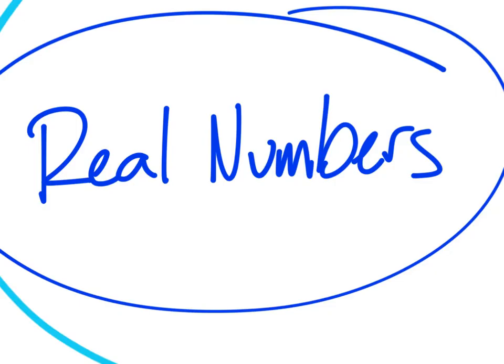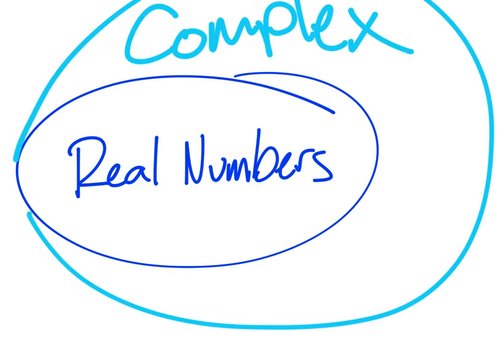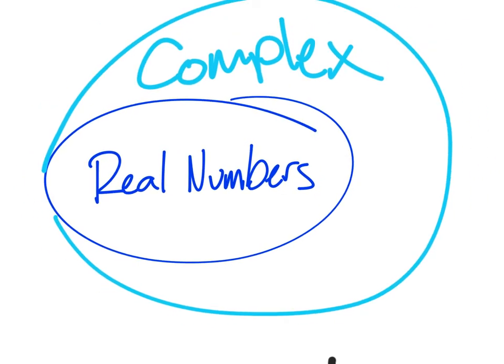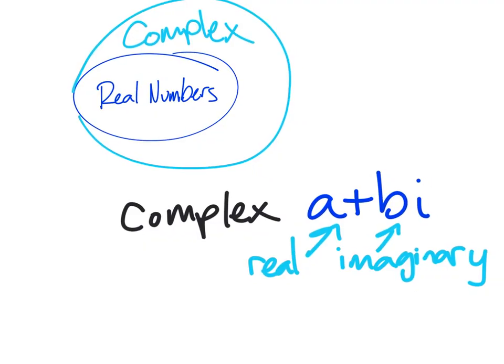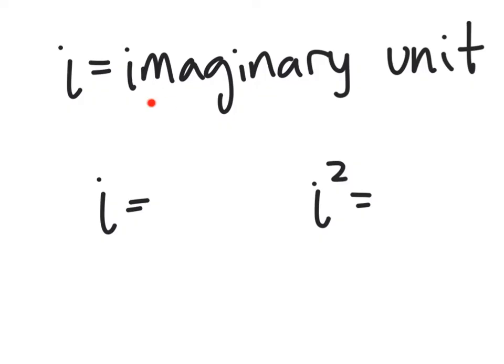And all of those real numbers are contained in a bigger circle of the complex numbers. Complex numbers are a combination of real and imaginary numbers. So this bi portion, this is an imaginary number. i is the imaginary unit. i is equal to the square root of -1. At this point, maybe you're seeing why this is imaginary. You cannot take the square root of a negative. Now, because i is the square root of -1, i squared is -1. And this is going to be super important later on.